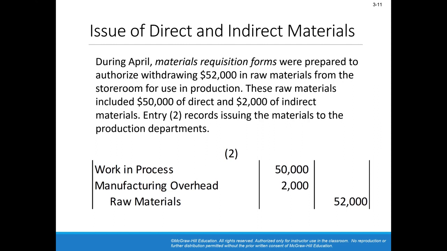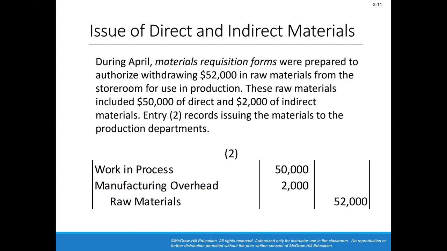So remember, direct materials are real easy to follow. We can pull those materials out, put them right on the job. The $2,000 of indirect materials, that's going to be our manufacturing overhead. That's our actual, so we have to record it and keep track of it. Remember that manufacturing overhead has two things happening: you have that actual, and you also have those estimates that can be applied to a job.